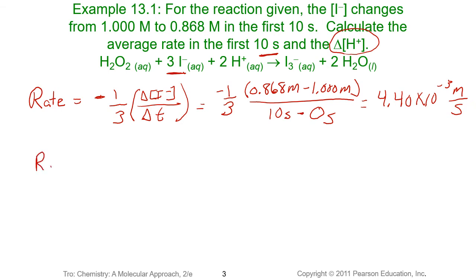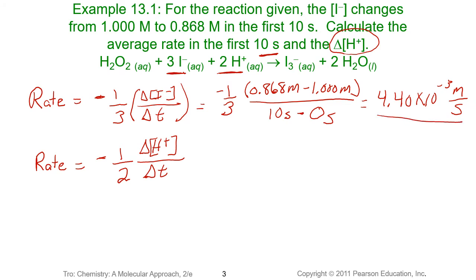So let's set up our rate equation. Rate is equal to, find H plus. So it is also a reactant, so it's negative. Our coefficient is 2, so 1/2. The change in H plus concentration, remember the brackets stand for concentration, over change in time. Now we know the rate. We found the rate at 10 seconds for the first 10 seconds, so we can plug that in.